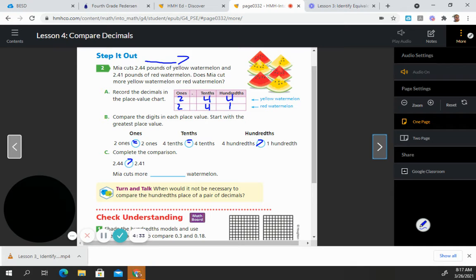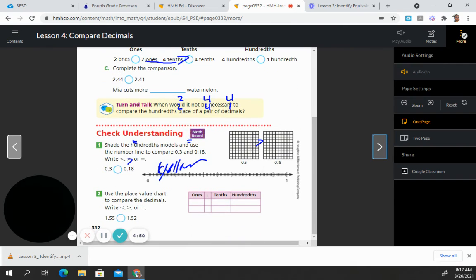Okay, so how much watermelon does Mia cut? Oh, Mia cuts more yellow. More yellow. Sorry about that, guys. Got lost there for a second. Okay, yeah, more yellow watermelon. Let's go ahead and check your understanding and then get you on your way to 2 pages of work today.